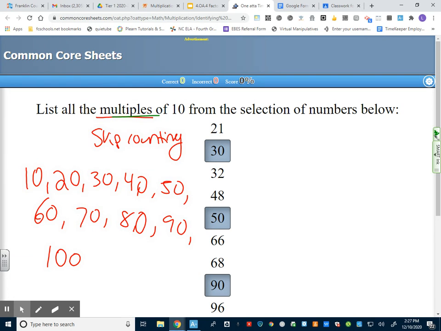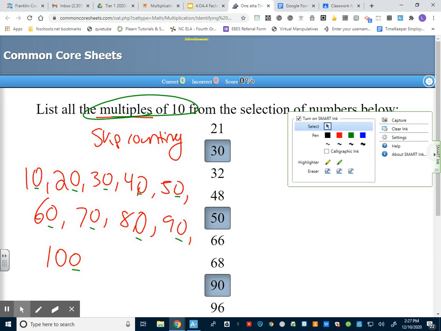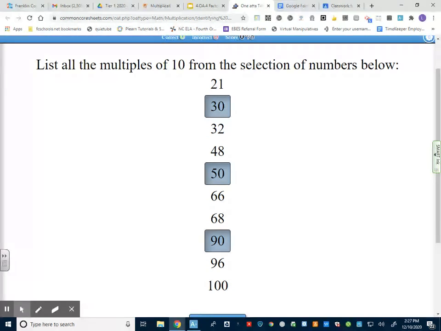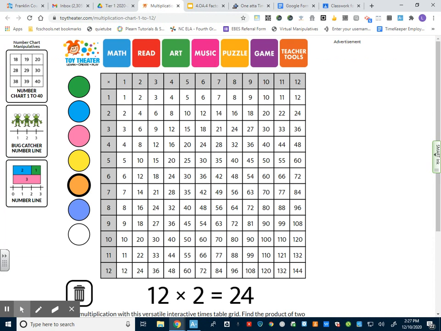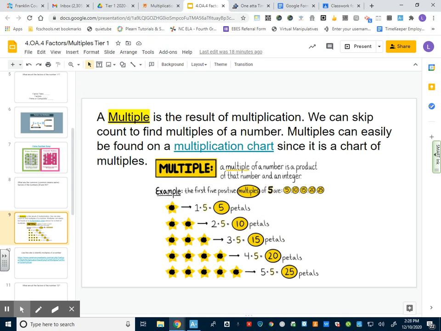A cool thing about the multiples of 10 is that they all end in zeros. Okay, they all end in zeros. So let's do one more of those. Remember, multiples, just skip counting. We can find them very easily on our multiplication chart. It is literally a chart of multiples.